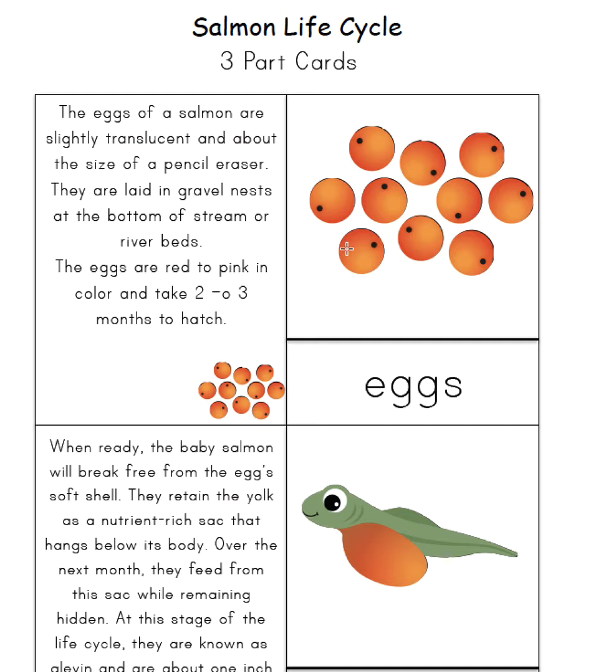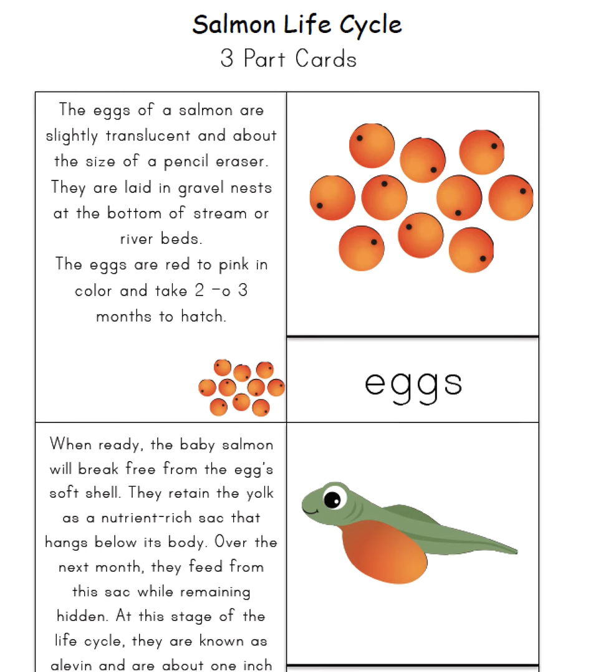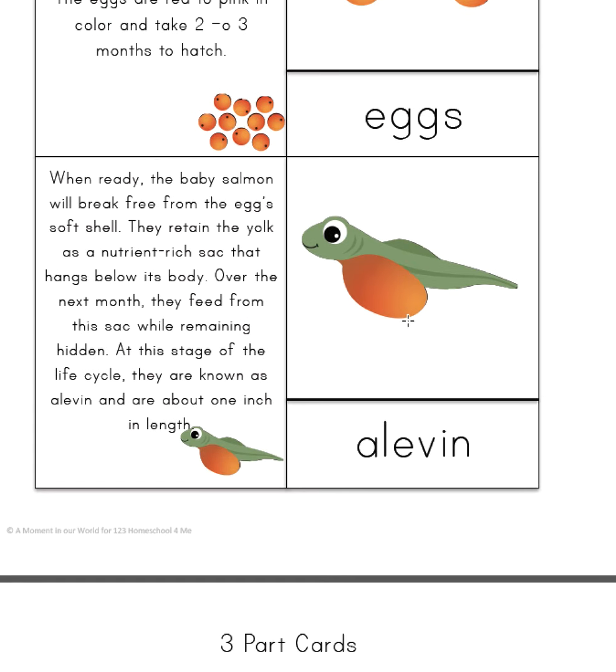And as they're growing inside the egg, at first you can see the eye. And then pretty soon you can see 2 eyes. And even sooner after that, they emerge. And then they are in this stage, the alevin stage. When ready, the baby salmon will break free from the egg's soft shell. They retain the yolk as a nutrient-rich sac that hangs below its body. Over the next month, they feed from this sac while remaining hidden. At this stage of the life cycle, they are known as alevin and are about 1 inch in length. You remember we measured them, they're about 2.5 centimeters long.